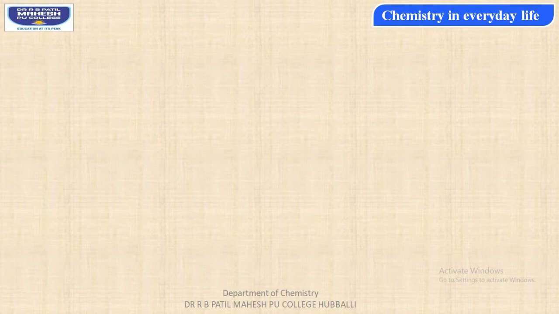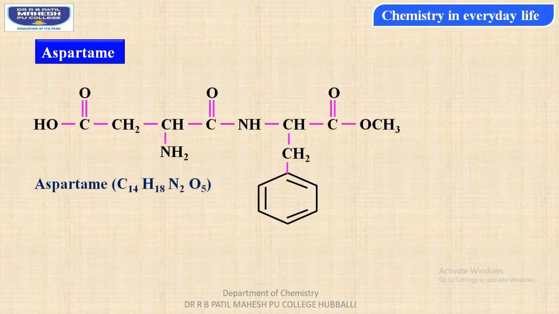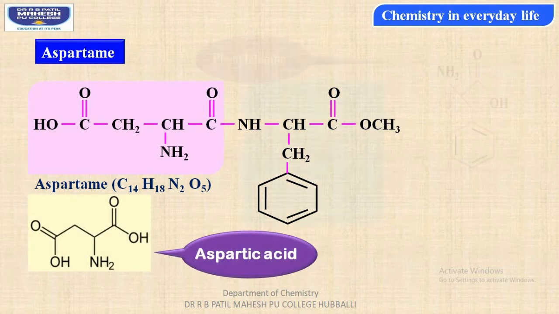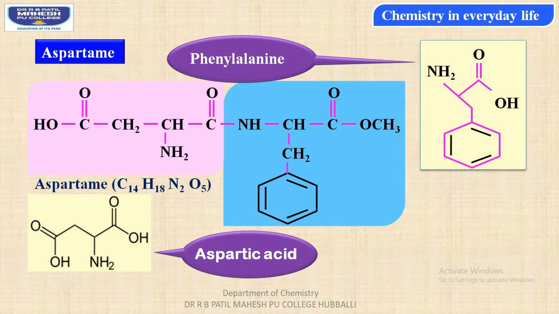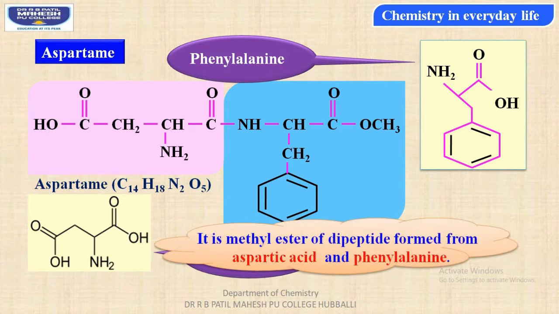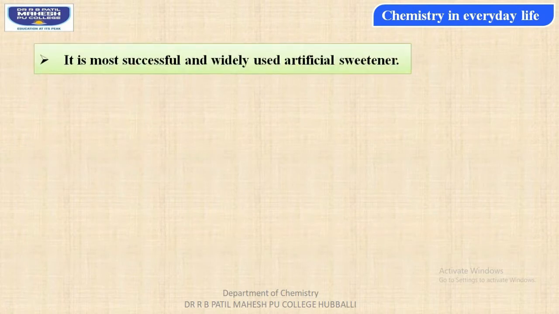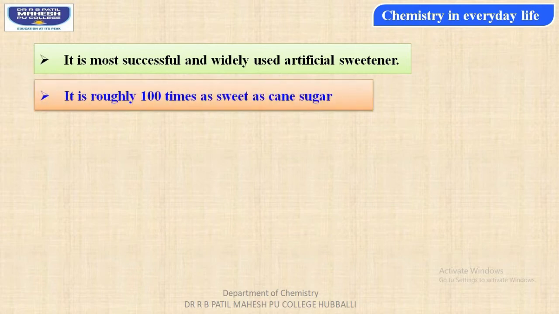The second artificial sweetening agent is aspartame, with the structure given below and the molecular formula C14H18N2O5, which is obtained from aspartic acid and phenylalanine components. Thus, students, it is a methyl ester of a dipeptide formed by the reaction between aspartic acid and phenylalanine. Aspartame is the most successful and widely used artificial sweetener. And students, it is roughly 100 times as sweet as cane sugar.